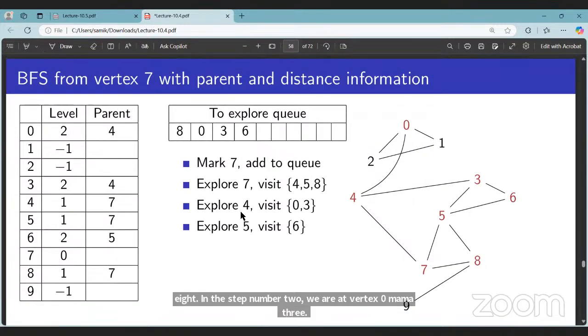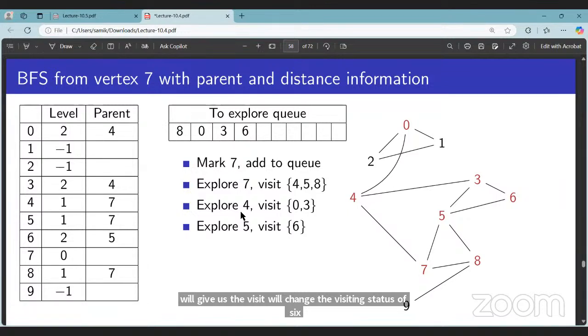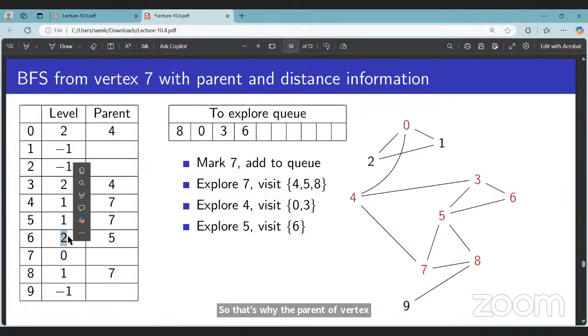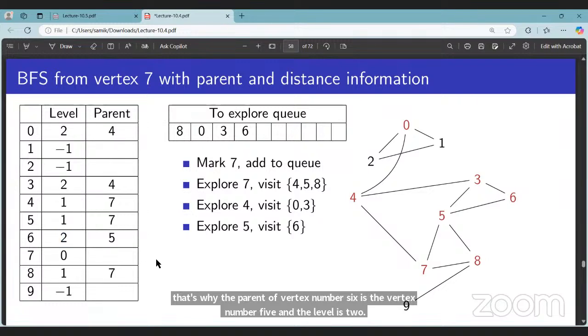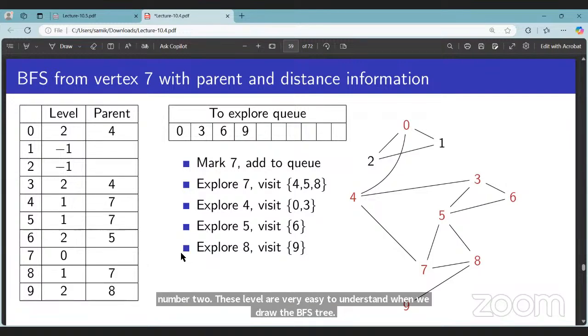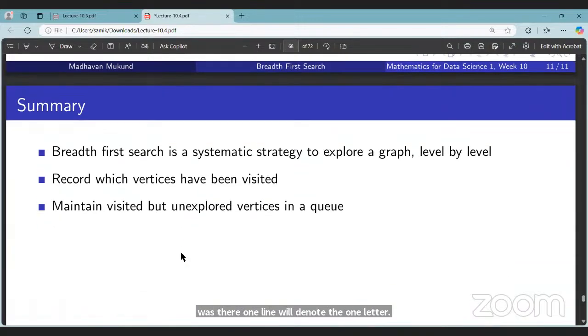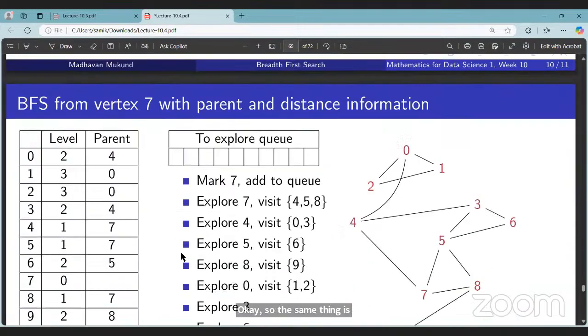Again, the exploration of 5 will change the visiting status of 6. So the parent of vertex number 6 is vertex number 5, and the level is 2, because we are visiting it at the second step. Similar with 8 also. The parent of 9 will become 8, and it will be of level number 2. These levels are very easy to understand when we draw the BFS tree, because one line denotes one level. So that's all of this BFS.